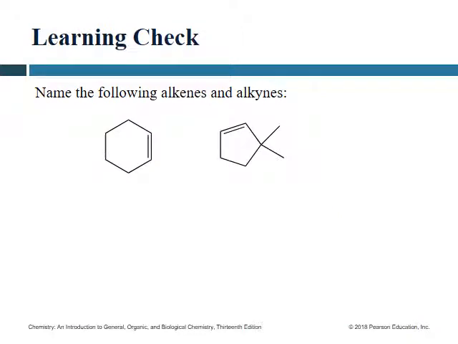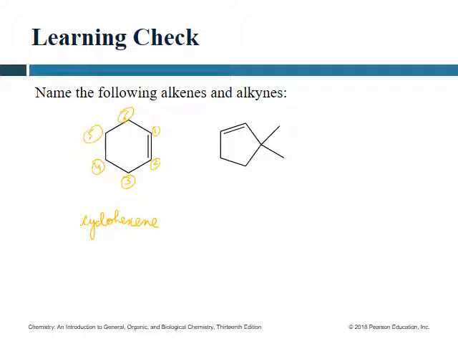So let's see if we can name these alkenes and alkynes. In the first one, this is a cyclic structure and it has a double bond, which means this is a cycloalkene. How many carbons? We can do carbon 1. Double bond is always between 1 and 2. There are no substituents, so you could go counterclockwise, clockwise, does not matter. 3, 4, 5, 6. It's a 6-membered ring, so the name would be cyclohexene.